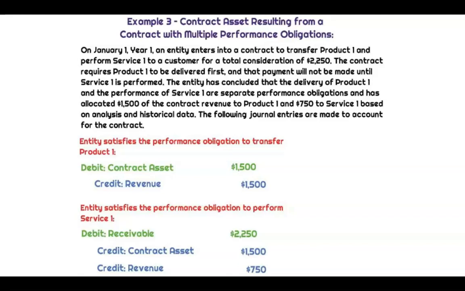We're still going to record the contract asset that we are now recognizing from the delivery of product one. Okay, so $1,500 is still going to get recognized as a credited amount, right? That makes up a part of that receivable, and we're going to credit revenue for the delivery of service one now. Okay, so revenue from this service would now be recorded.